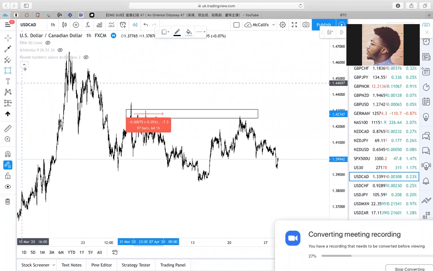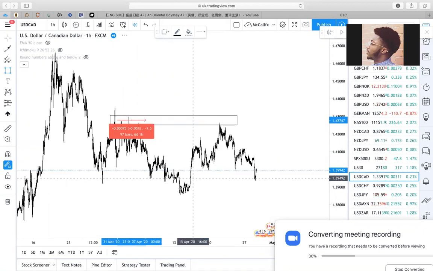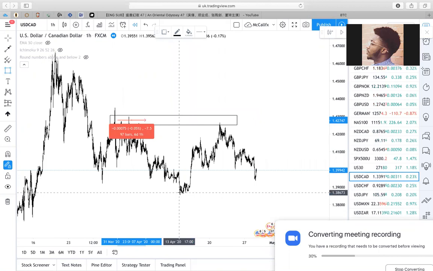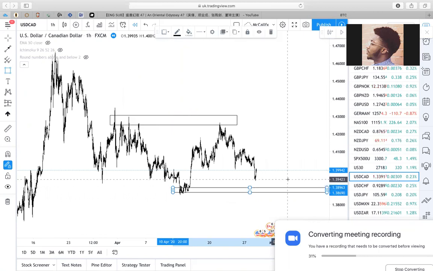So price basically went down to this point, and price wasn't able to get back to this point. So what is this point going to be? This point is going to be your support level. I'm going to have a support level here, right? And what I'm going to expect price to do is hit this level and go back up. Let's see what price does.